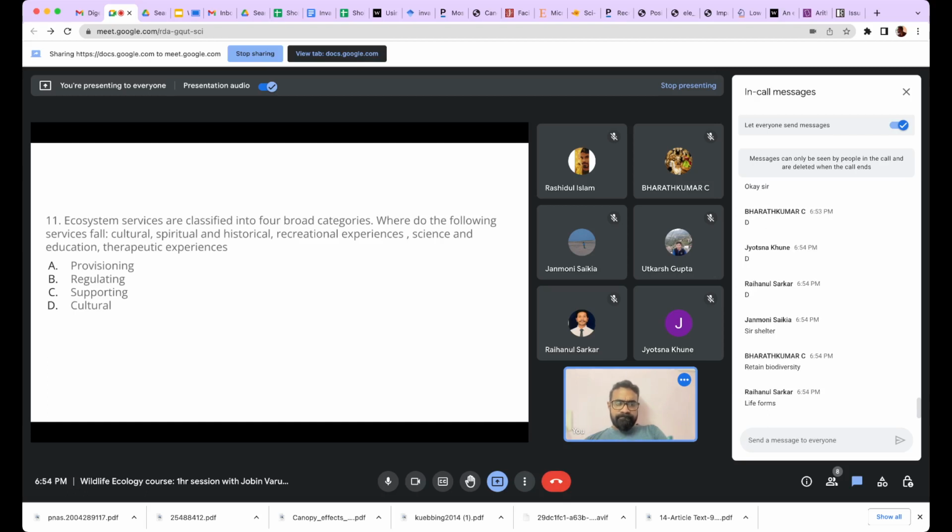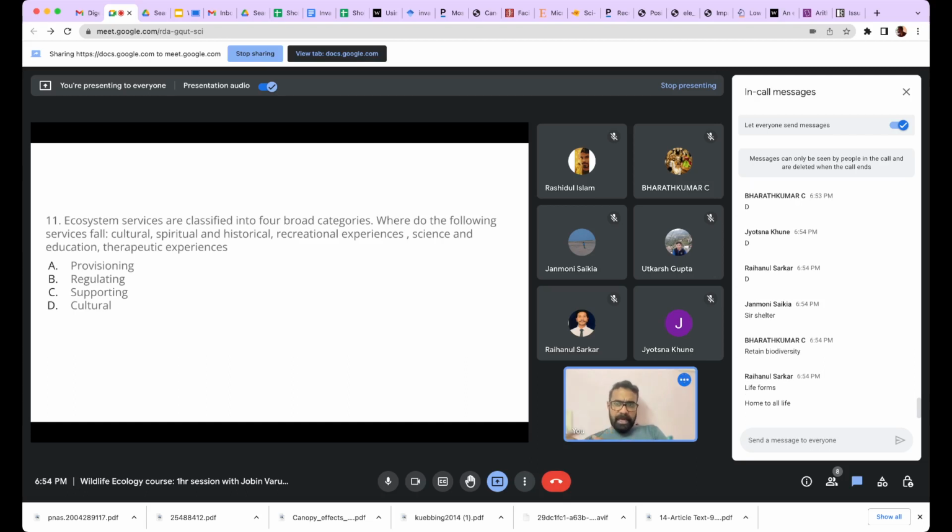Also all the cycles like the nitrogen cycle, carbon cycle, oxygen cycle, nutrient cycle, they all come under the supporting category. All right. Any other question that people have before I end the session?